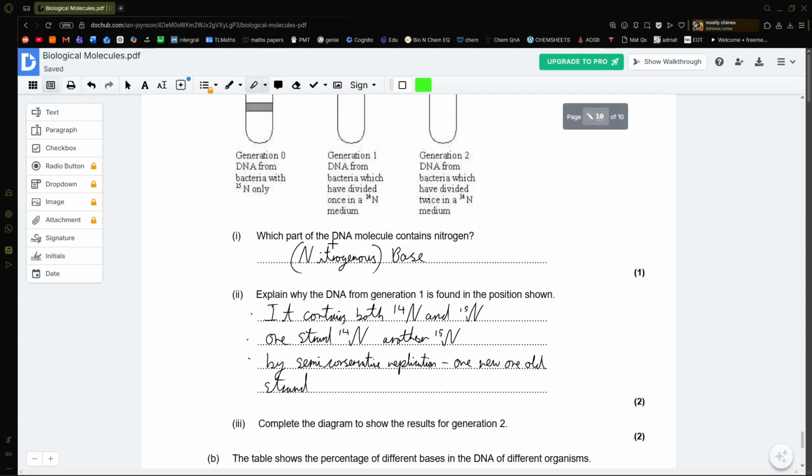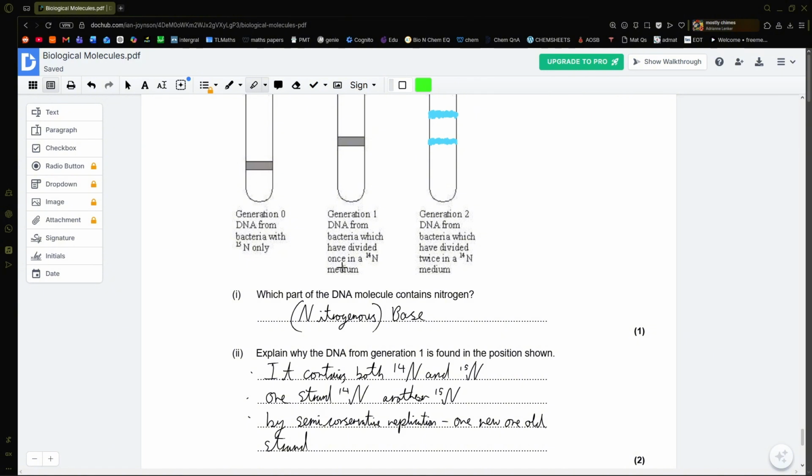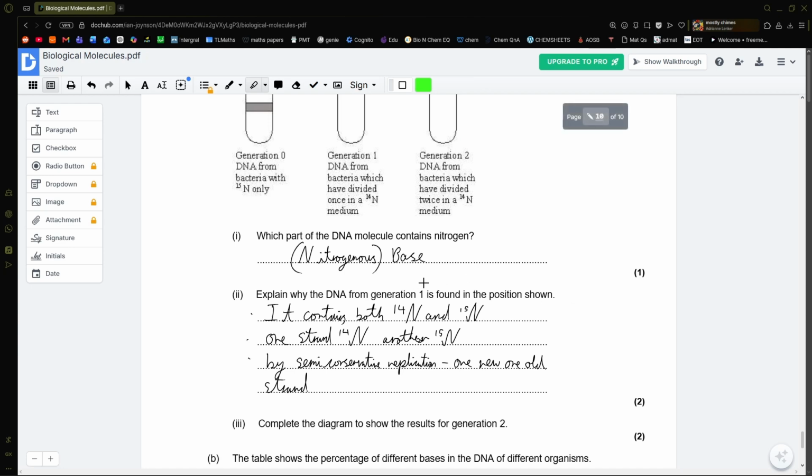Which part of the DNA molecule contains nitrogen? The base. You should know that the base is a nitrogenous base: adenine, thymine, cytosine, and guanine, A, T, C, G. They're all nitrogenous bases, meaning that they contain nitrogen, hence the base.